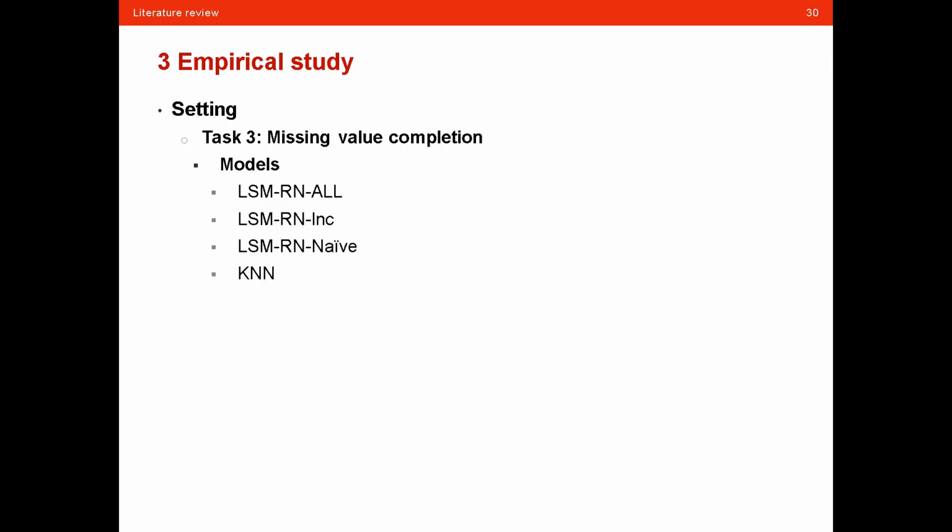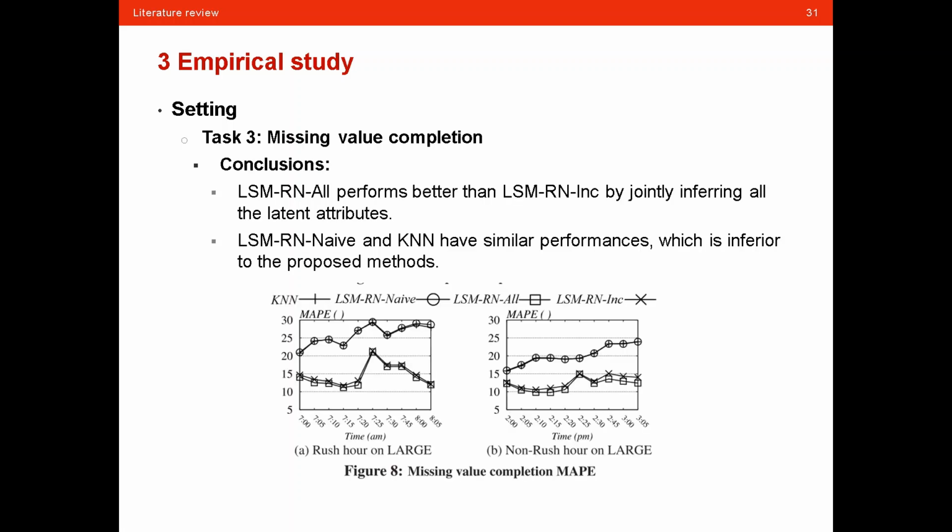And now let's come to test 3, which is the missing value completion. Here, the proposed model is compared with the naive model and the nearest neighbor method, a traditional machine learning method. The main conclusions of this test include that the proposed global learning model performs better than the incremental learning model by jointly inferring all the latent attributes. And the naive model and KNN have similar performance, which is inferior to the proposed methods.